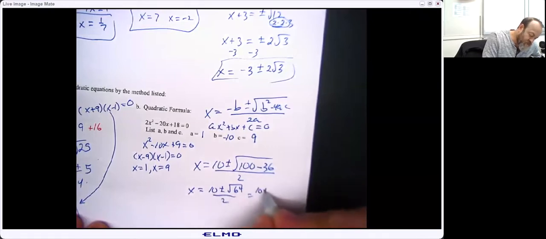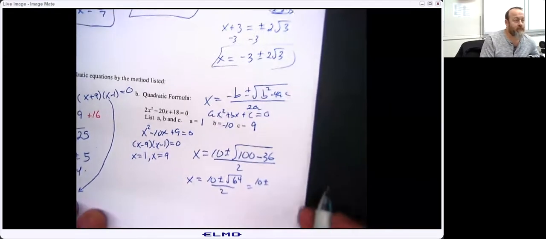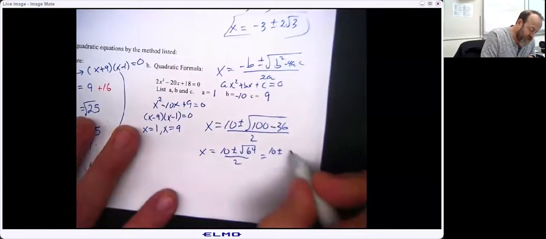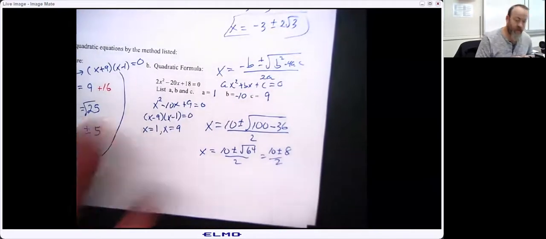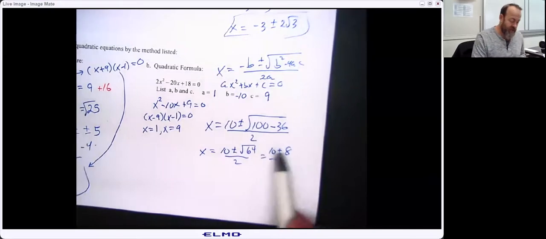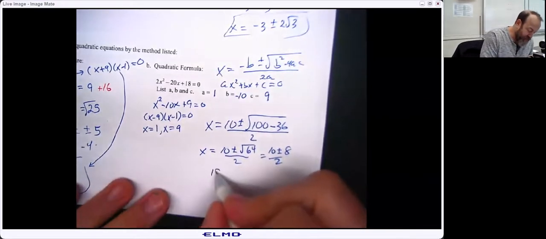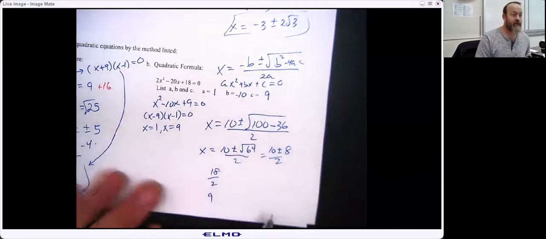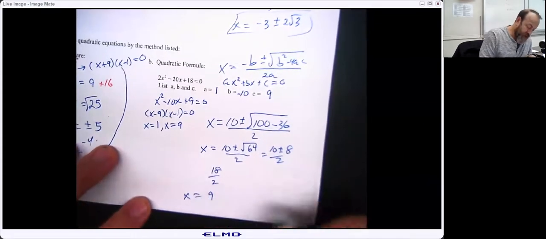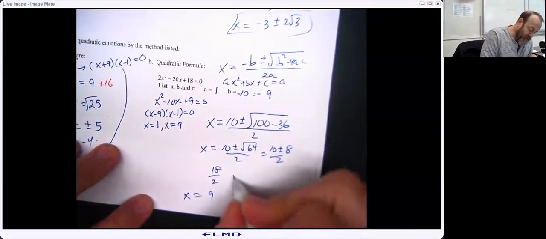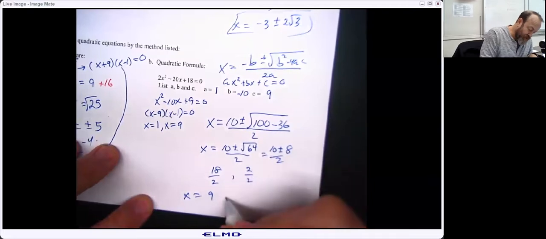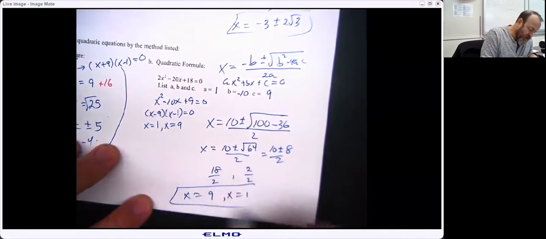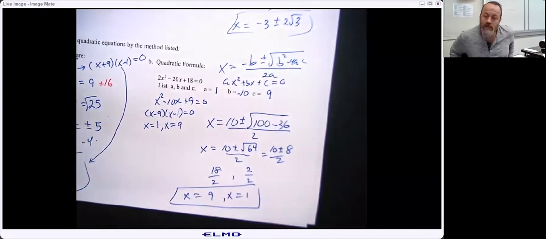And the square root of 64, well, 64 is a perfect square. So the square root of 64 is the number 8. And here we go. We're ready to go. What is 10 plus 8? Or 18. But 18 over 2 is, in fact, the number 9. And 10 take away 8 is 2. And 2 divided by 2 is 1. And we got exactly the same answers we got.